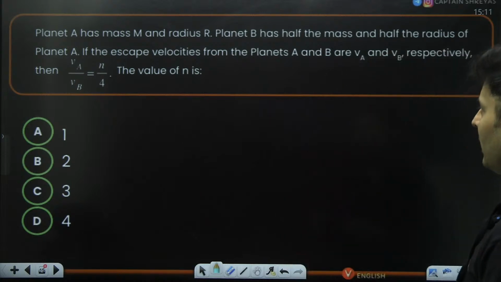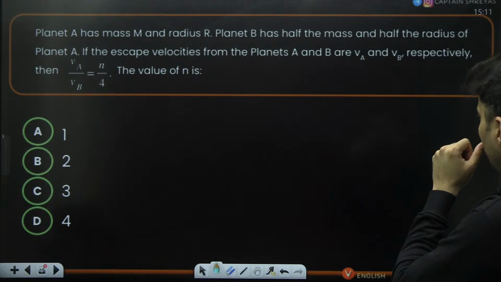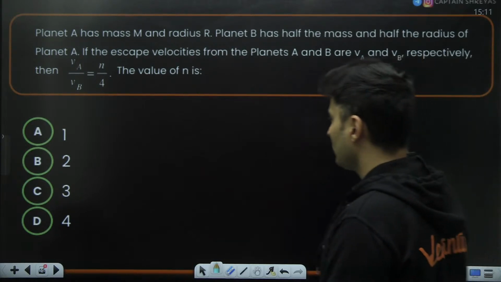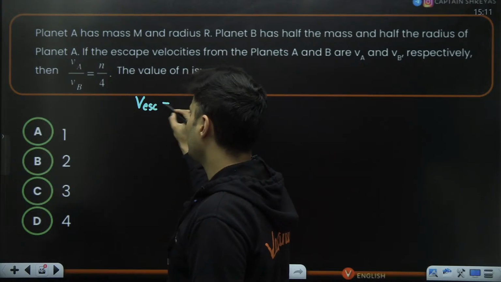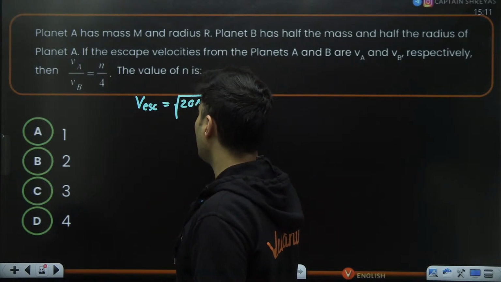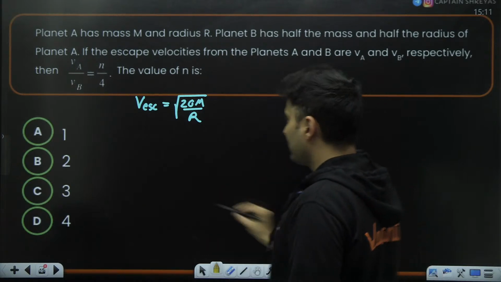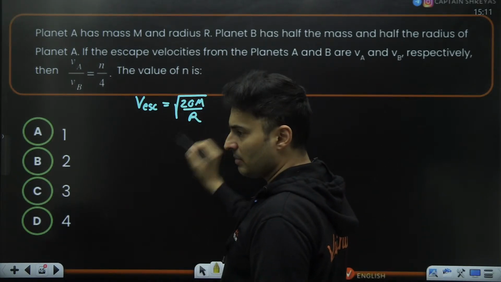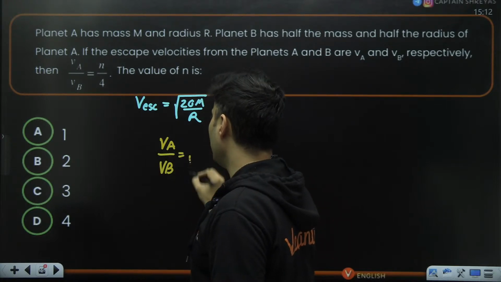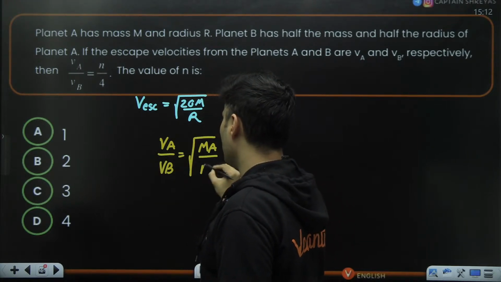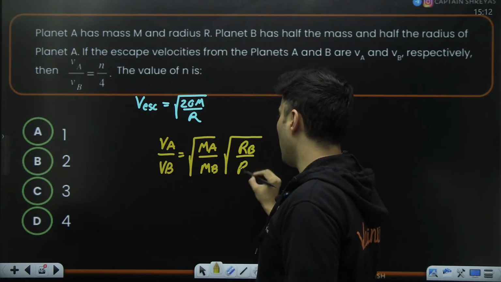Okay, planet A has mass m, radius r. Planet B has half the mass, half the radius. Escape speeds of A and B are V_A and V_B respectively. What is the ratio? Is the escape speed formula known by you? Yes, escape speed formula is root of 2GM divided by r. So naturally, escape speed is proportional to root mass, inversely proportional to root r. So escape speed of A by escape speed of B will be root of mass of A by mass of B, and inversely proportional to root r, that means R_B by R_A.